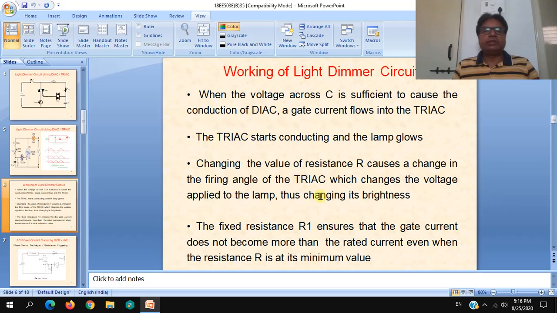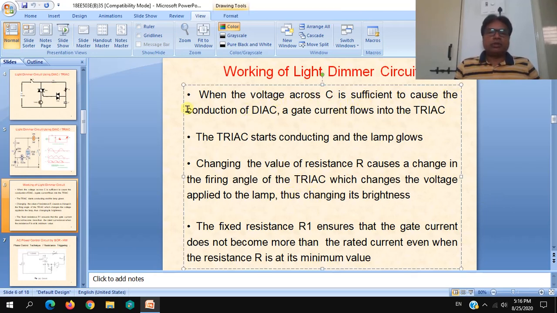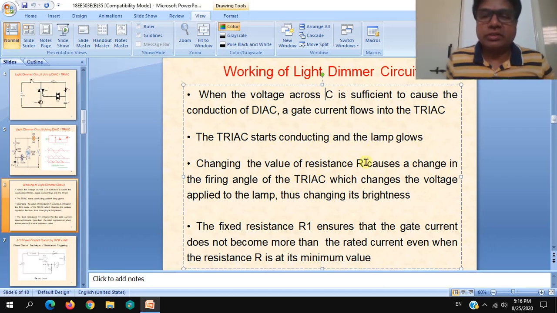That is how the light dimmer circuit works. Just go through the wordings. When the voltage across C is sufficient to cause the conduction of the diac, a gate current flows into the triac. The triac starts conducting and the lamp glows. Changing the value of resistance R causes a change in the firing angle of the triac, which changes the voltage applied to the lamp, thus changing its brightness.